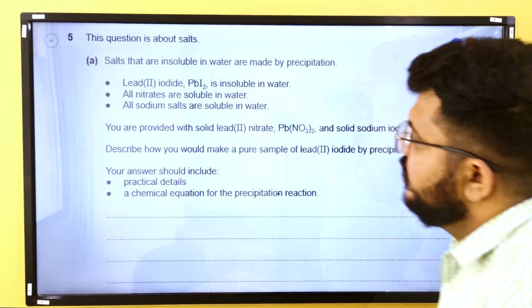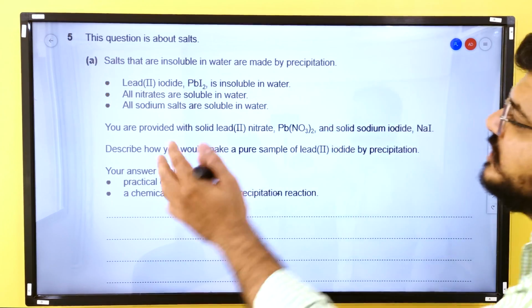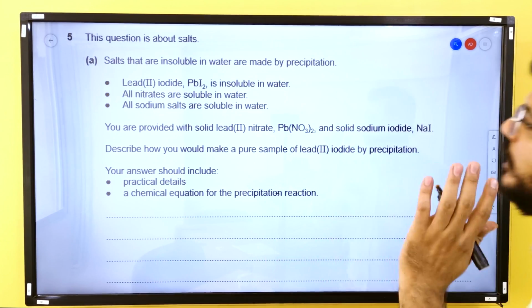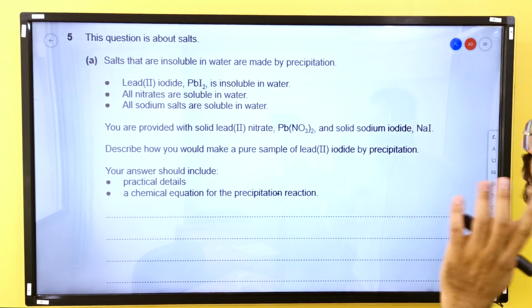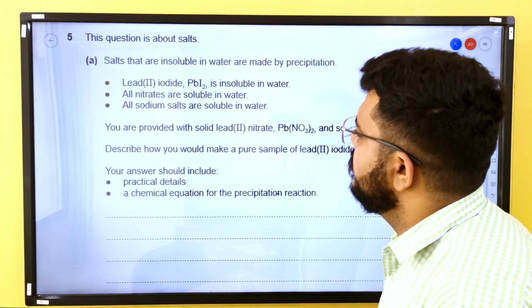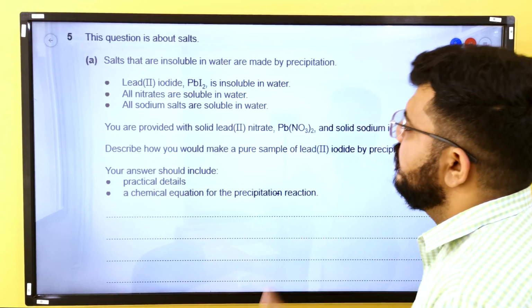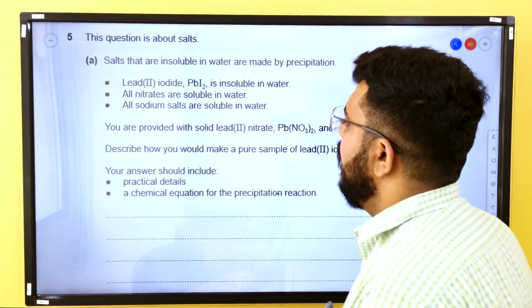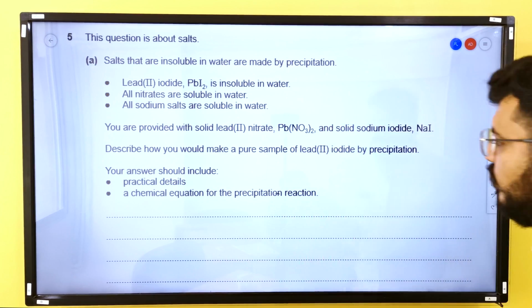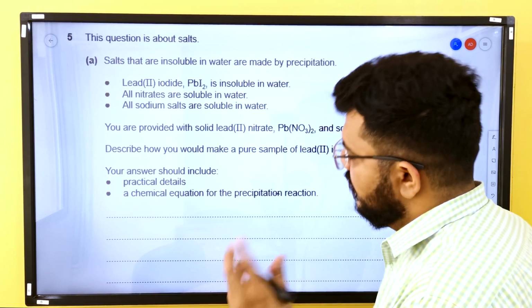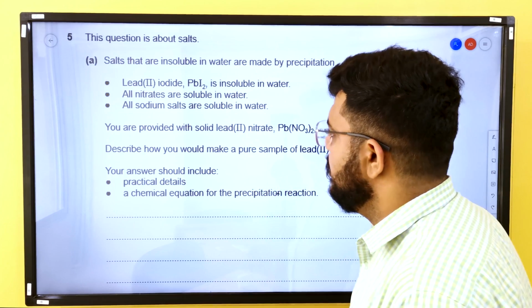Okay, question number 5. This question is about salts. A. Salts that are insoluble in water are made by precipitation. Lead iodide is insoluble in water. All nitrates are soluble in water, and sodium salts are soluble in water. You are provided with solid lead nitrate, Pb(NO3)2, and solid sodium iodide, NaI. Describe how you would make a pure sample of lead iodide by precipitation. Your answer should include practical details and a chemical equation of the precipitation reaction.